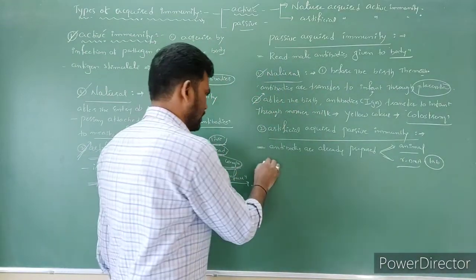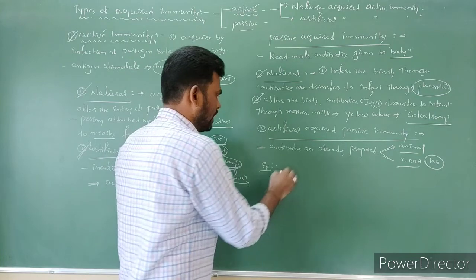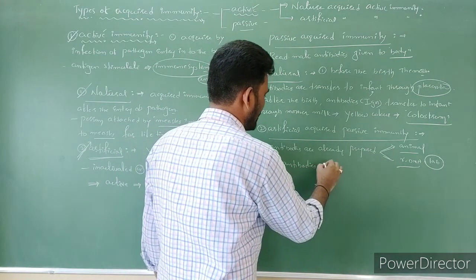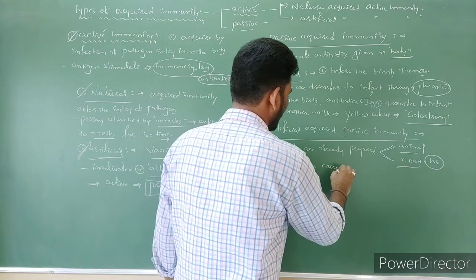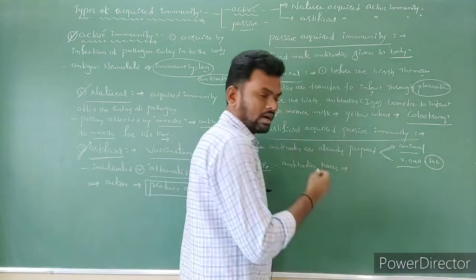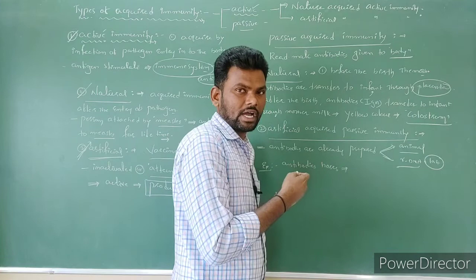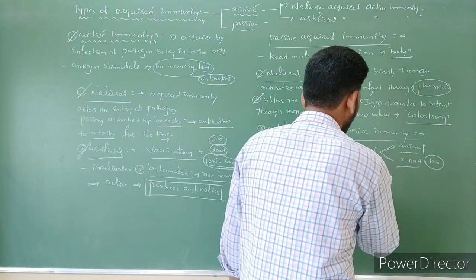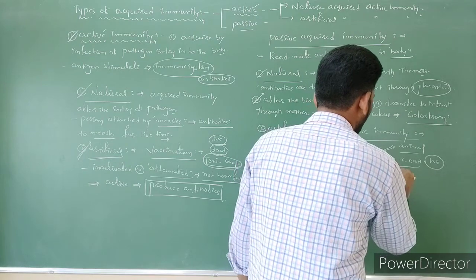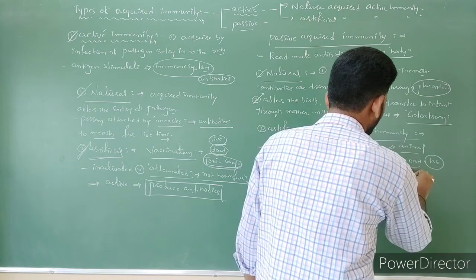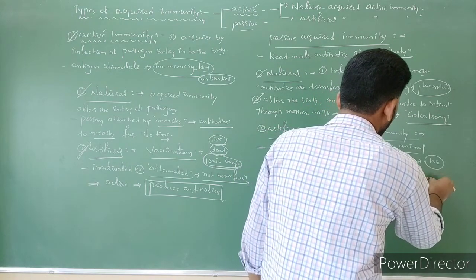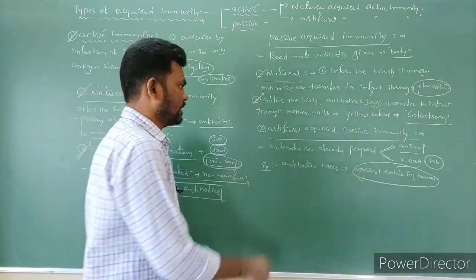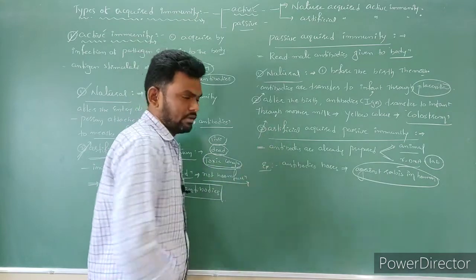For example, antibodies obtained from horse, these hyperimmunized antibodies, are very useful against rabies in humans. So where does it come under? It comes under artificial, right?